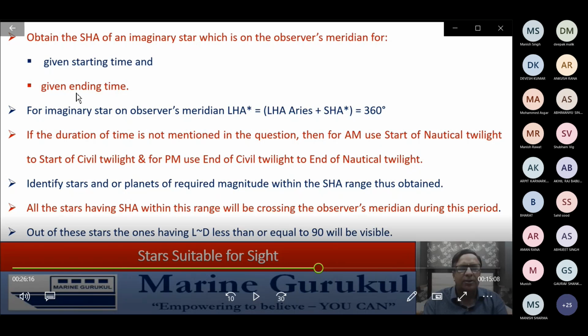So once we get these two values, all the stars having SHA within this range will be crossing our meridian। Let us say एक SHA आपका आता है 170, दूसरा SHA आपका आता है 180। तो 170 वाला स्टार 1800 पे हमारे मेरिडियन पे है, 180 वाला स्टार 1900 पे हमारे मेरिडियन पे है। तो इसके बीच वाले जितने भी स्टार्स होंगे उन्होंने हमारे मेरिडियन को क्रॉस कर लिया है। दिस इज द बेसिक अप्रोच ऑफ द क्वेश्चन। सो दिस इज व्हाट वी आर गोइंग टू डू नाउ.